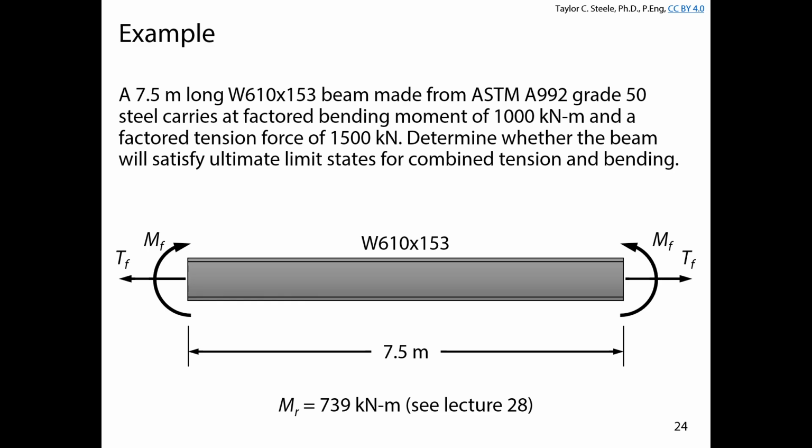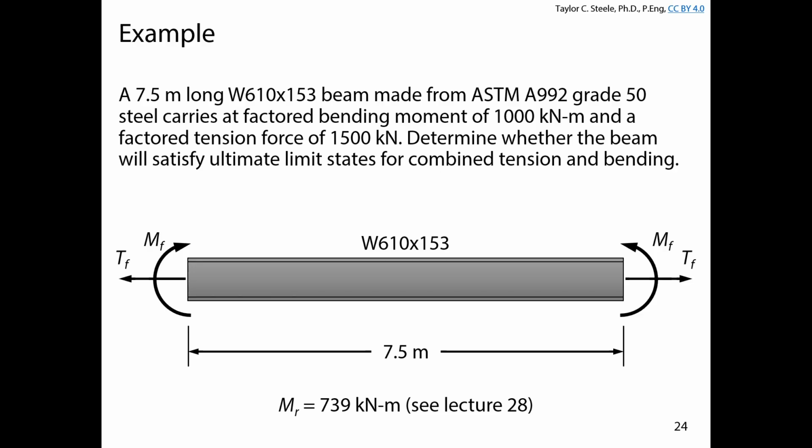We've got a 7.5 meter long W610 by 153 that we looked at before in lecture 28. It's made from the same steel. Now we're going to assume it carries a factored bending moment of 1,000 kilonewton meters at the same time that it carries a factored tension force of 1,500 kilonewtons. And what we're going to do is determine whether or not the beam's strong enough under those applied loads. Does anyone have any questions about what the example is asking us to do before we get into any of these calculations?